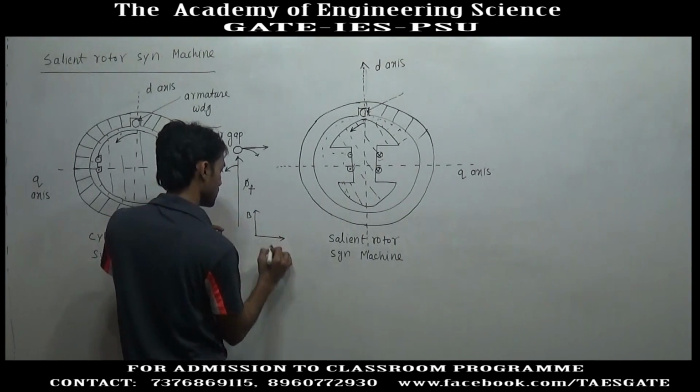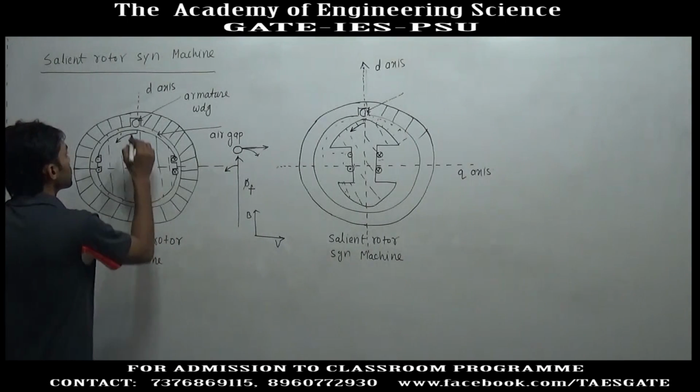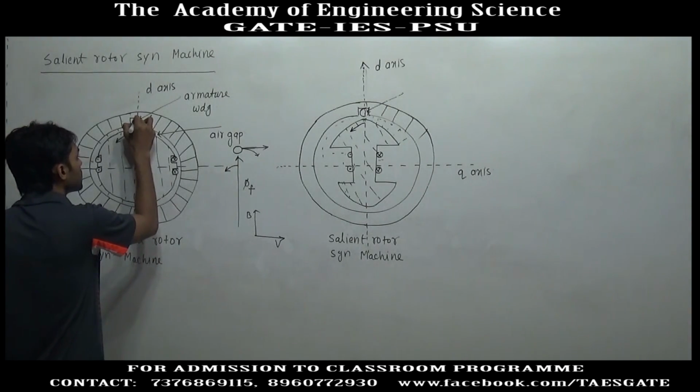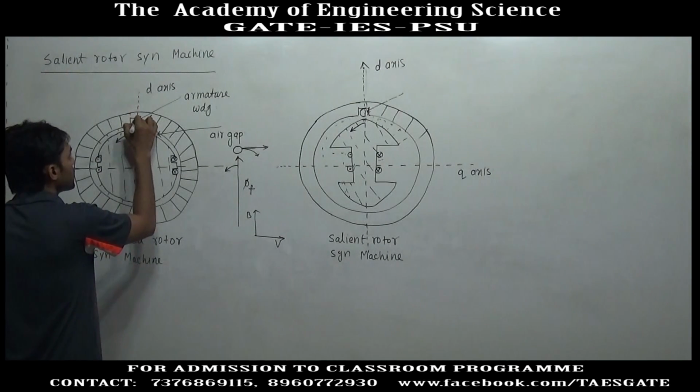This is B, this is V. So the direction of V cross B will be outward. So the positive charge in this conductor will experience force in the outward direction, so the direction of current will be outward.